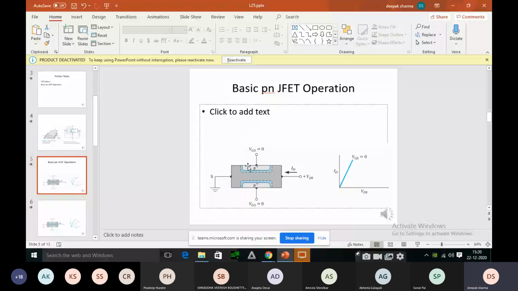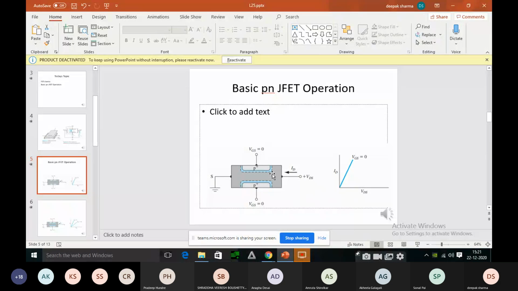Then what will happen after this condition? That you have to explain. In point number 3, you will be writing that as VDS is increased, keeping the VGS constant, we see that the current increases linearly as shown in the graph. And then you have to draw these 2 diagrams. So this is point number 3. The fourth point will be, but as VDS increases, what will happen?